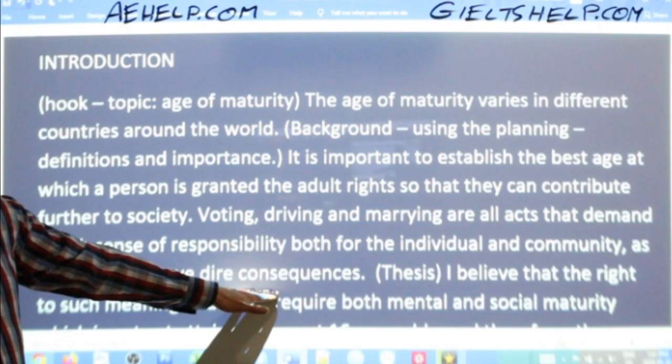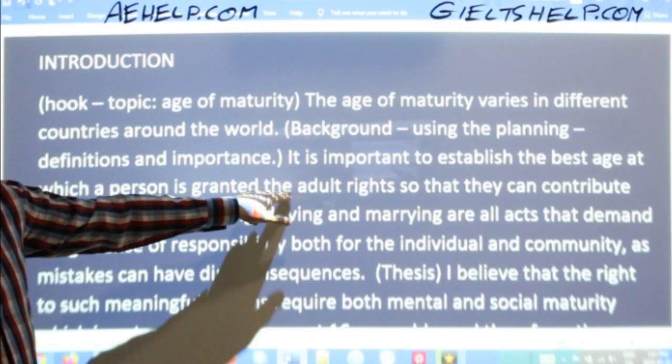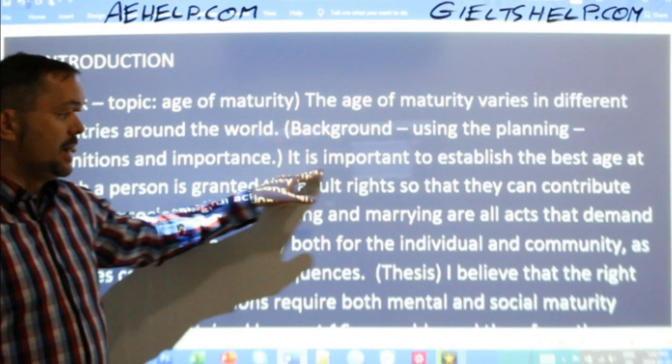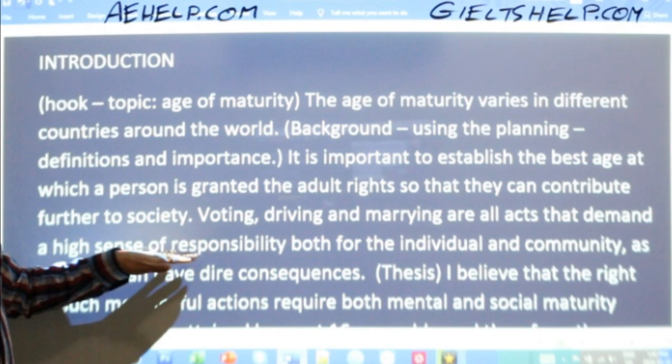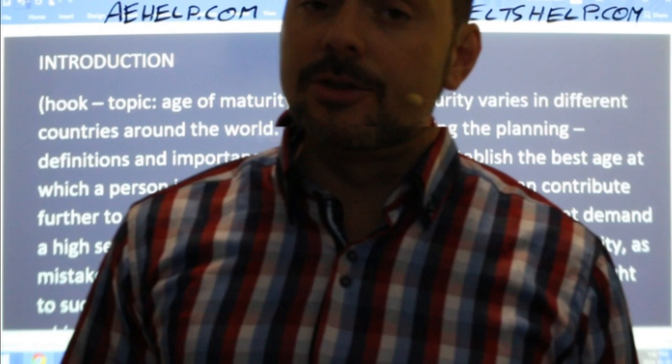Notice how I state the importance first here of why it's important to make this decision. We talked about this, that they can contribute more to society at this age. They're granted adult rights. What are those adult rights? Those adult rights are voting, driving, marrying. Okay? And why? Because they demand a lot of responsibility, both for the individual and the community. If a person makes a mistake driving, not only can it hurt them, but it can hurt others. Same with marriage and voting, right?